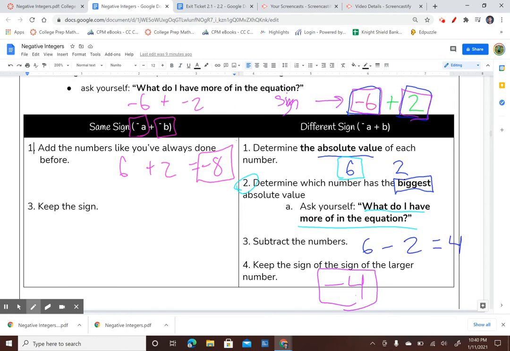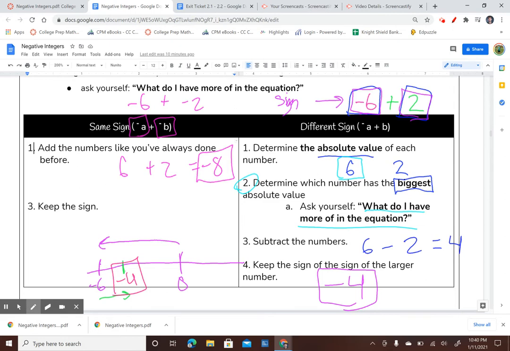Think about if we drew a number line here. I started at 0, and let's say I took 6 steps backwards. I'm going -6. So here I am at -6. And now I take 2 steps going forward. I'm still going to be in the negative. I'm just going to be at -4 now.